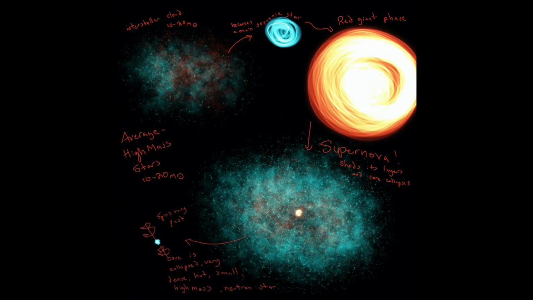Average to high mass stars, so 10 to 20 solar masses: you have an interstellar cloud that becomes a main sequence star. This goes into the red giant phase. Then, because it has so much mass, when it sheds its outer layers, it collapses into a supernova. So the core is collapsing. What's left of the core is a neutron star, which is spinning extremely fast. It's extremely dense, hot, and small. It has a very high mass and a very small volume.